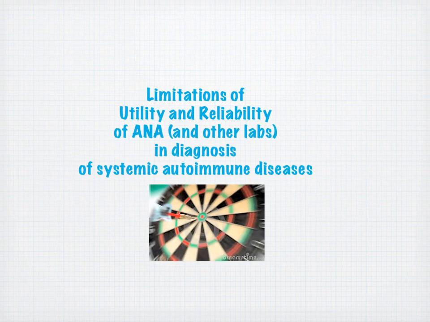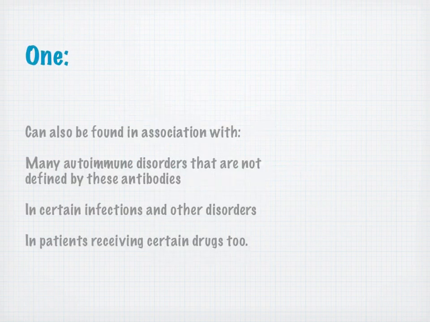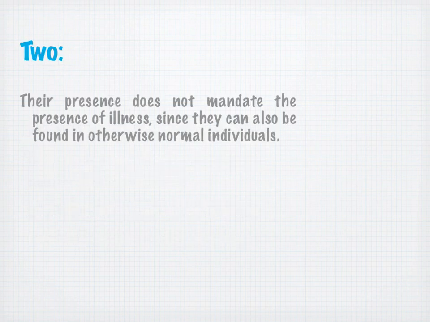The limitations of the utility and reliability of ANAs and other labs in the diagnosis of systemic autoimmune disease. Well, number one, they can be found in association with a lot of autoimmune disorders, and those autoimmune disorders may not be identified or defined by the antibodies that you run. You can also have positive ANAs in certain infections and other disorders and in patients who are taking certain drugs.